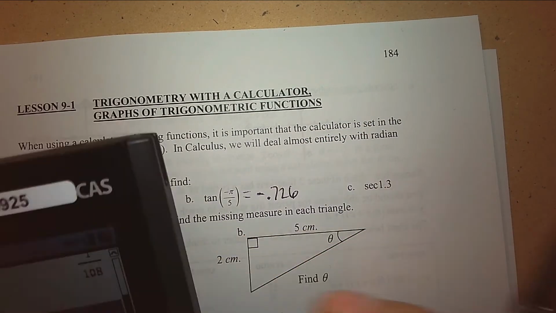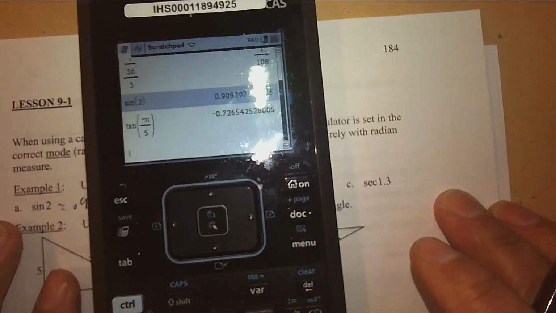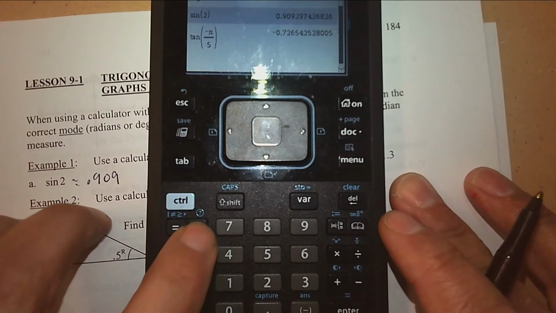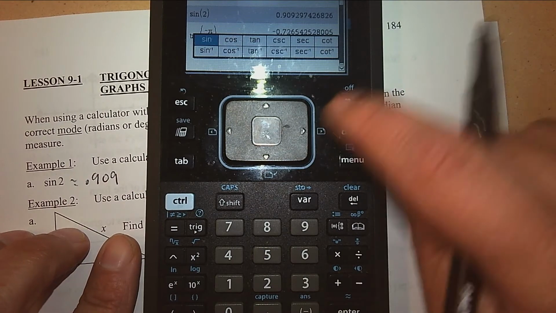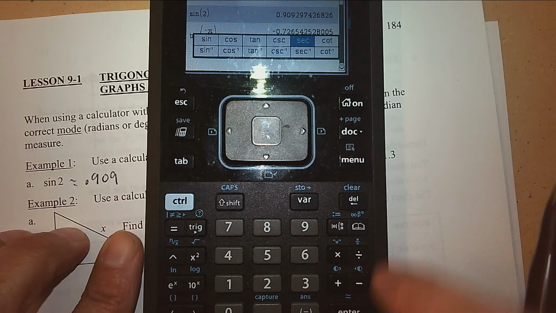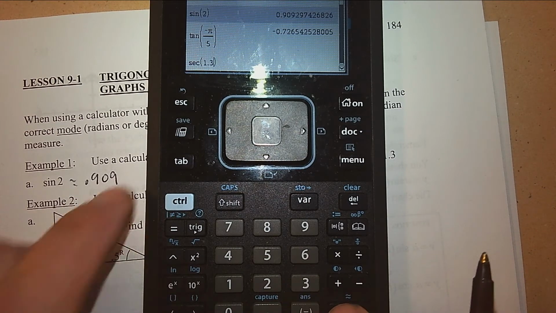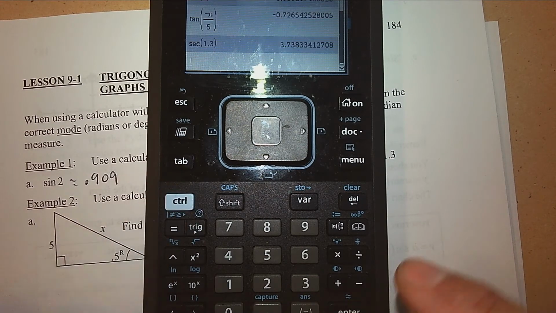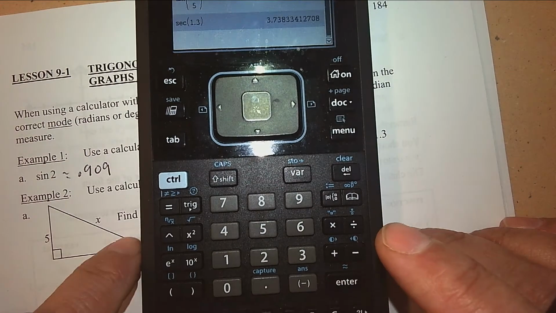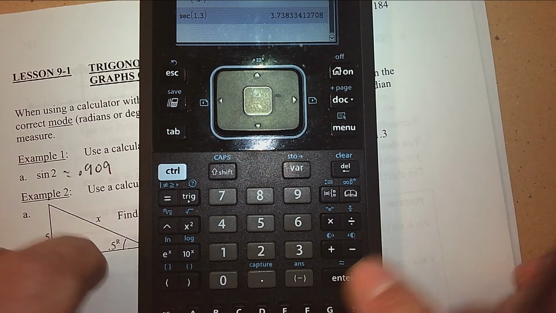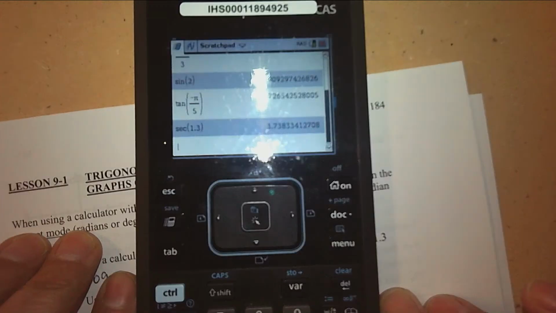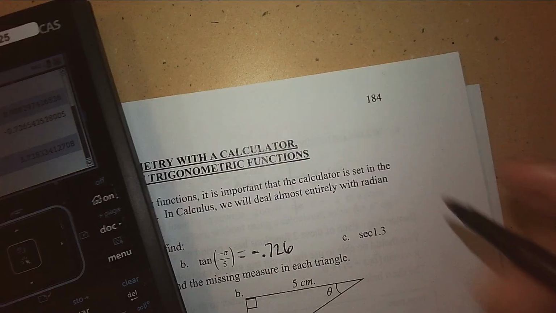And the last one, secant. Do you know where? Again, press the trig button. Go to secant. Press enter. Put in 1.3. Easy, right? Make sure control enter gives you the decimal. Did you know that? Of course you did. Control enter, and it's 3.738.